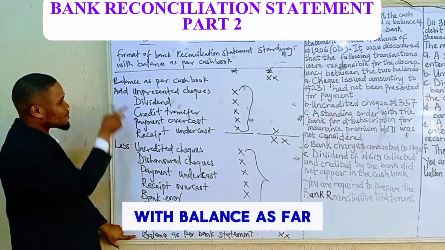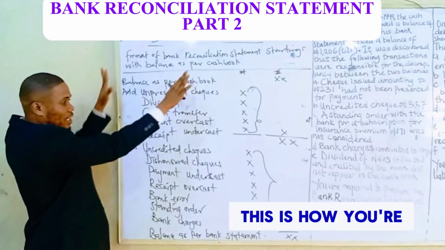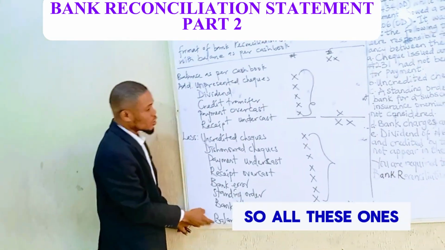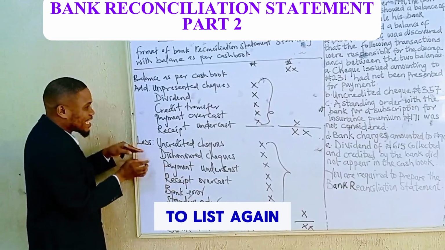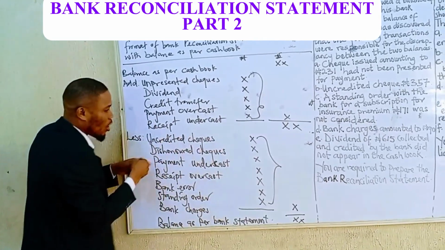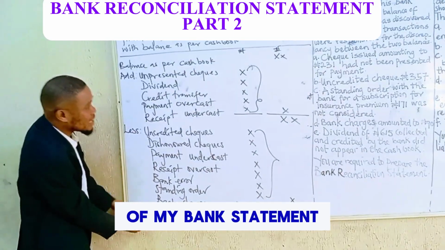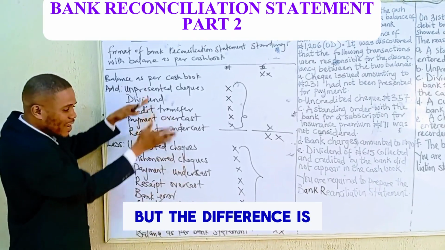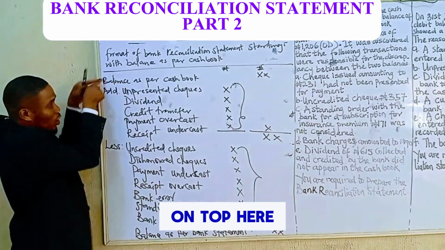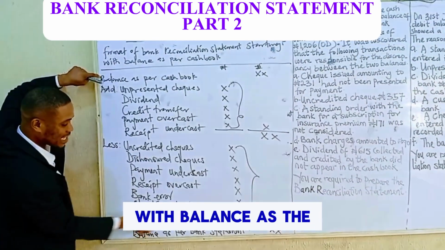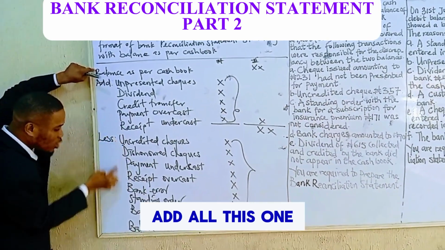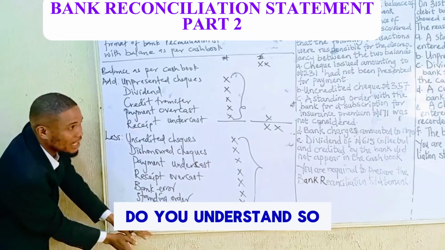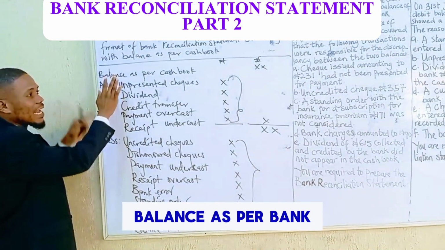Now, this is when you start with balance as per cash book. This is how you're going to have it. But when you're starting with balance as per bank statement, all these ones you are not going to less again. You are going to add all these to your balance as per bank statement. Then you subtract these from the value, the way you did this one. You understand? The difference is that balance as per bank statement will be on top here. You're going to begin with it, then add all these to it, the way you added this, then subtract all these from it. So that is when you're starting with balance as per bank statement.